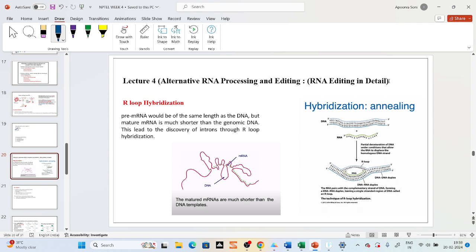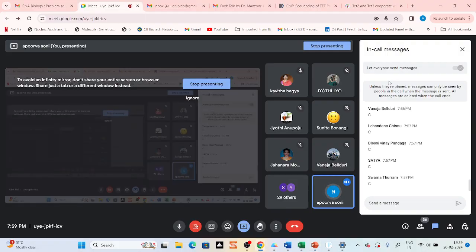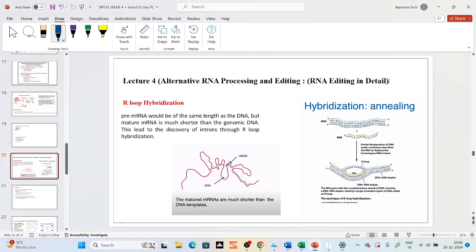So this R loop hybridization is very important. In fact, even I didn't know about R loop hybridization in such great depth. I just learned about it while preparing my slides for you. So we all know introns. Now we have studied extensively about introns. But a very basic question comes: how were these introns discovered? How were they able to see that these intronic sequences are also present within the DNA sequence? So this was discovered with the help of a technique known as R loop hybridization.